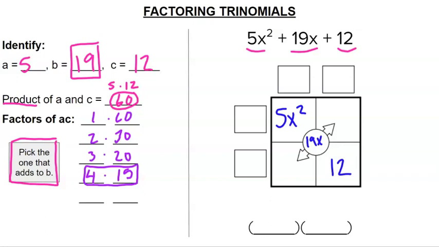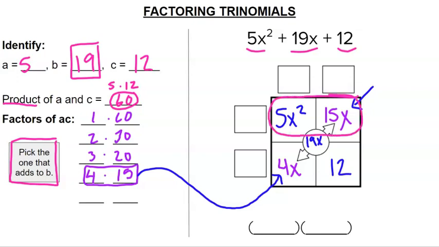Now this 4 and 15 make that 19. So they're going to go here and here as our factors there. And it doesn't matter where you put either one, so I'm going to put 4x here, and I'm going to put 15x here. And now that we've completed the box, now we just need to know what multiplies to make those values. So we're going to start here in this upper box, 5x squared and 15x.